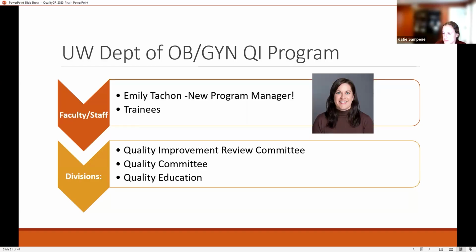We have 3 different kind of divisions or levels of the program at this point. So instead of just a Quality Improvement Review Committee, we also have a General Quality Committee, and we have a Quality Education track for our trainees.